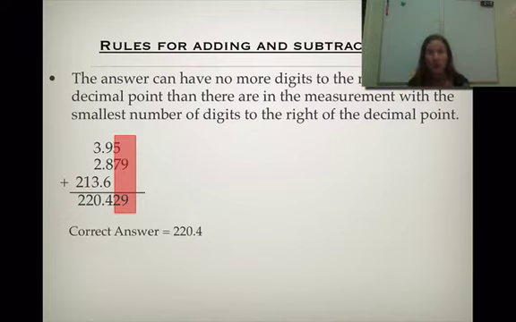Now, regular rounding rules apply. So if I'm going to round to the location where the 4 is, I'm going to look at the number behind it, which is a 2. What do we normally do? If it's a number less than 5, you would not round up. If it's a number 5 and more, you would round up.